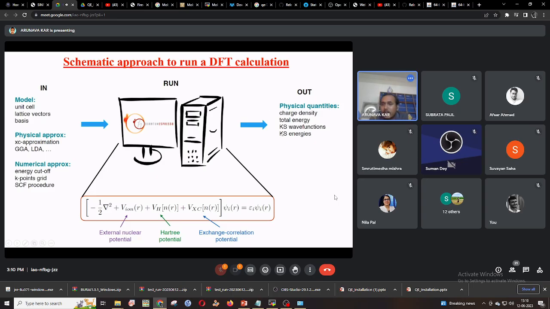From the output file, we can get different physical quantities like charge density, total energy, quantum wave functions, quantum energies, which we'll use to understand the band structure of the system, the density of states of this system, its band gap, and its work function. So from the output, we'll try to find out these things.